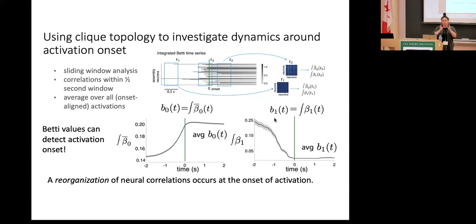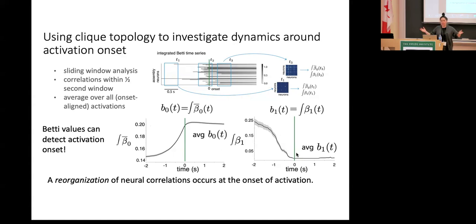window. And we're going to look at the correlations of neurons just in that half second time window. We're going to do our clique topology pipeline. So we have our correlations, and then we're going to get out our Betti curves and our integrated Betti values, integrated Betti 0 and integrated Betti 1. We're going to slide our little window one time step and do the same thing, and get out these two numbers. In this way, for every activation, we're going to have two integrated Betti time series, one in Betti 0 and one in Betti 1.